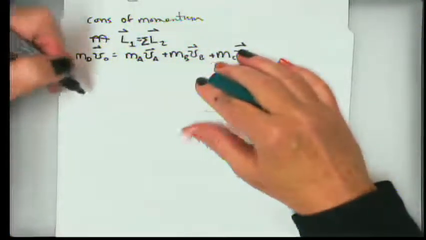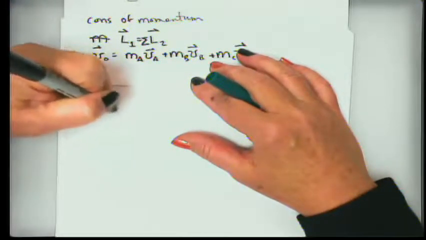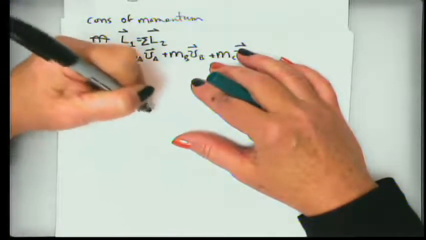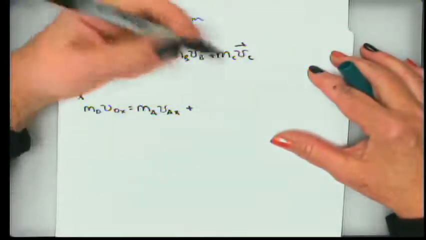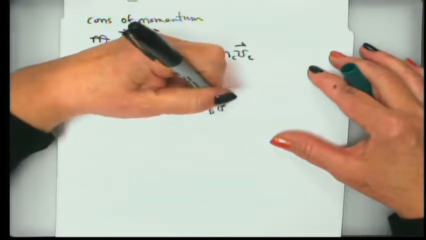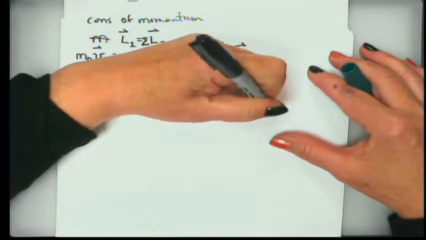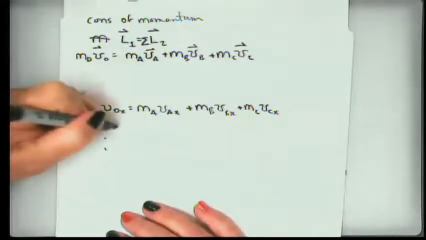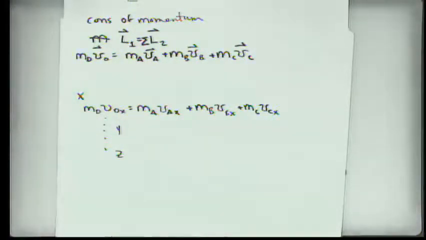Okay, so then we could say in the x direction, the mass of D times the velocity of D in the x direction is equal to the mass of A times the velocity of A in the x direction, plus the mass of B times velocity of B in the x direction plus the mass of C times velocity of C in the x direction, and similarly for the y and z directions. I'm not going to write this 9 times, please don't worry about that. All right? So now at this point we get to do the math.